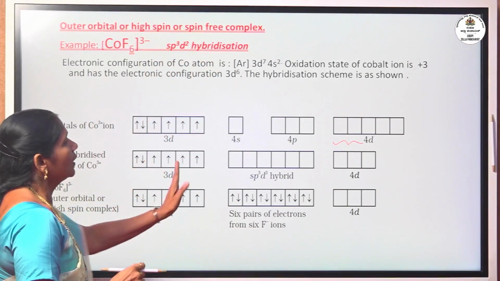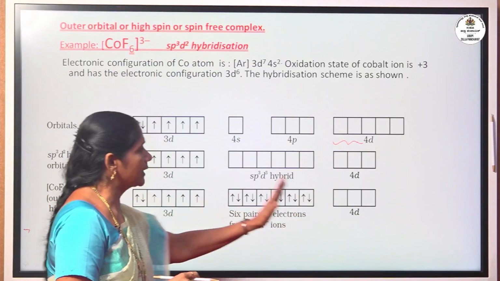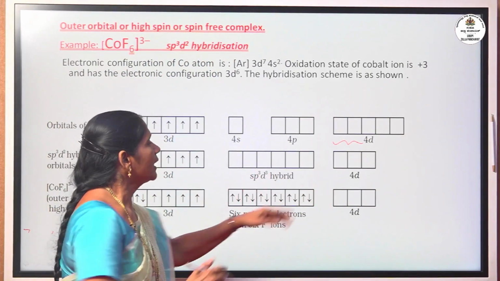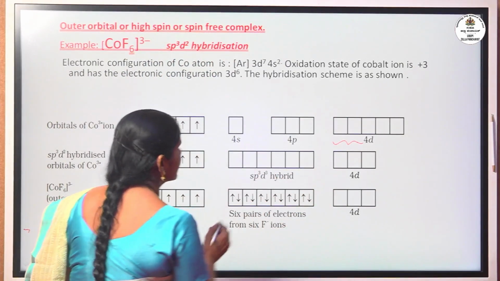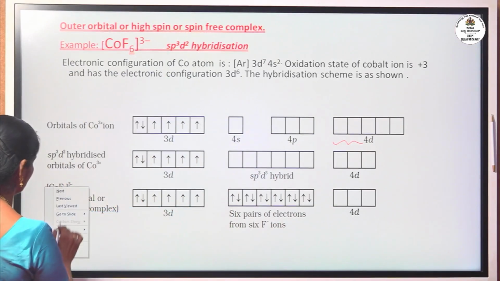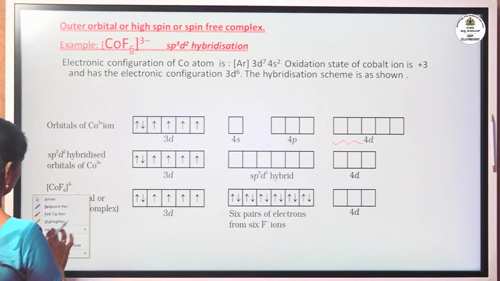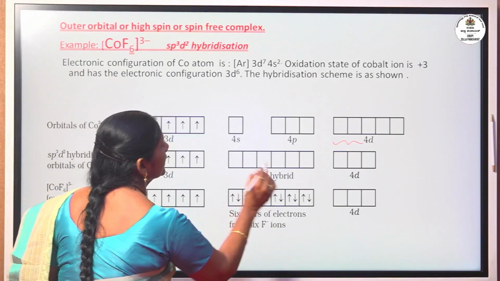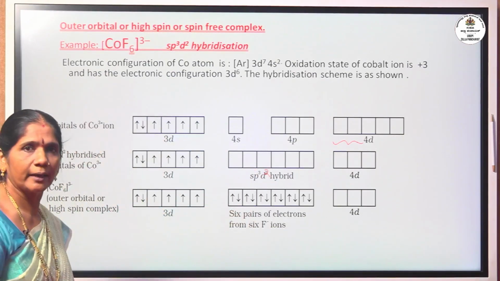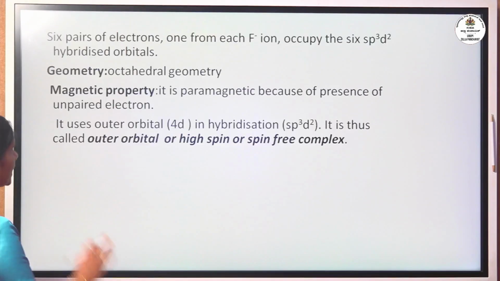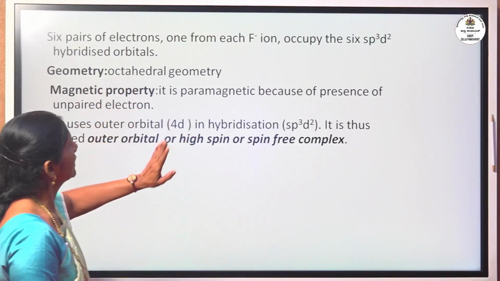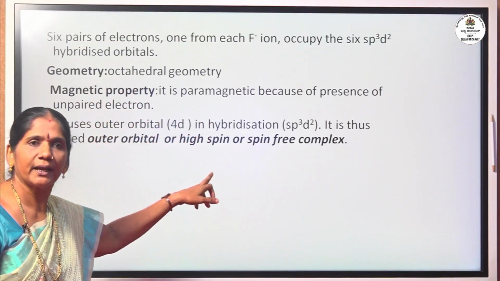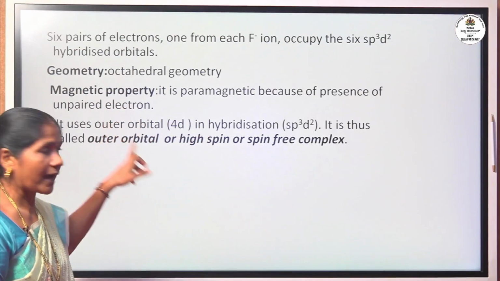Now the outer d orbital is used, and that's why it's called sp3 d2 hybridization. As usual, once again the geometry is octahedral, and because of the presence of unpaired electrons, it is paramagnetic.